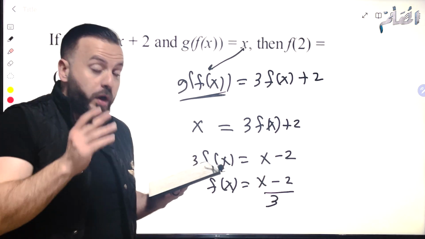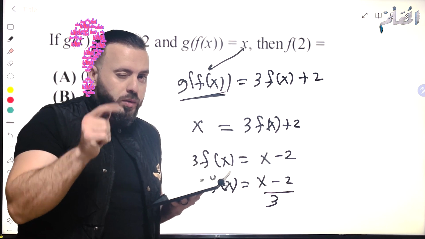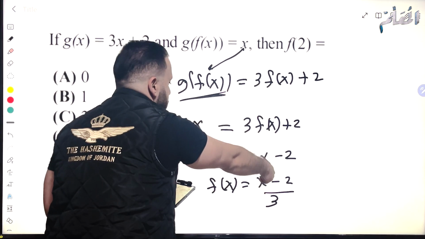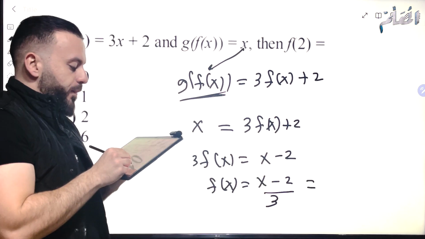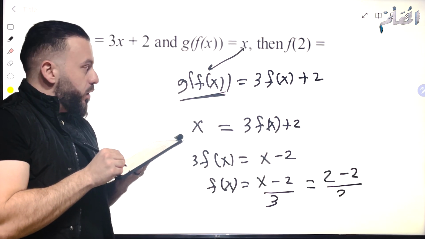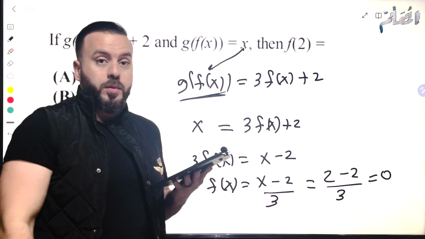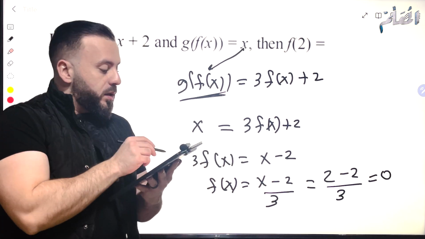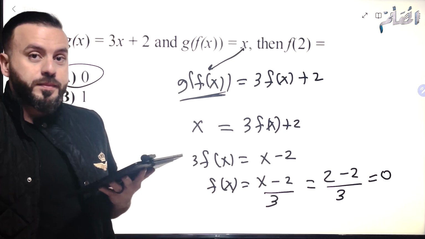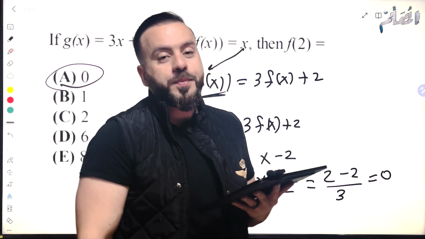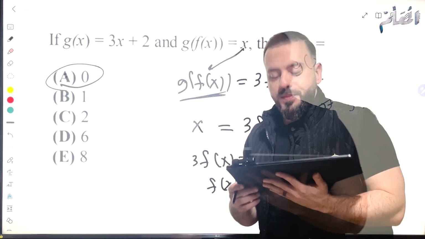If I want to solve f of 2, what shall I do? I replace the x with 2. So that becomes 2 minus 2 over 3, and that's equal to how much? 0. Okay, so the answer in this question is 0. Fine. Thank you. See you in the next question.